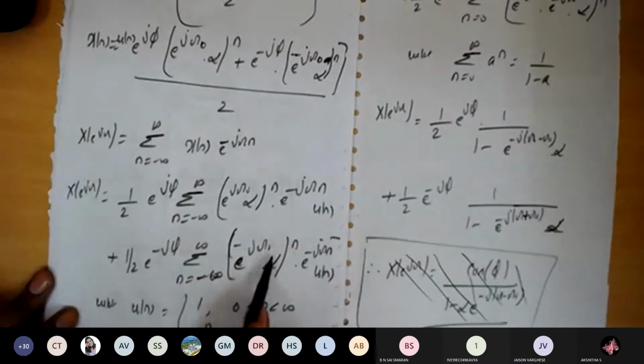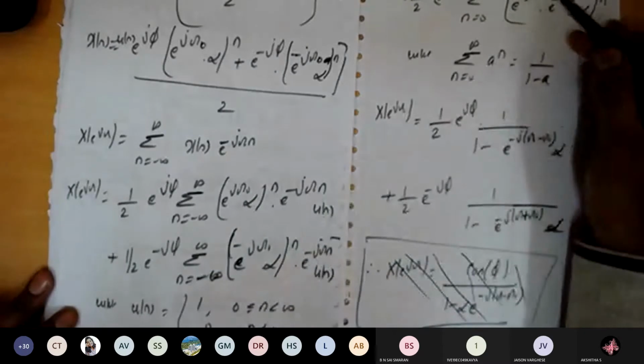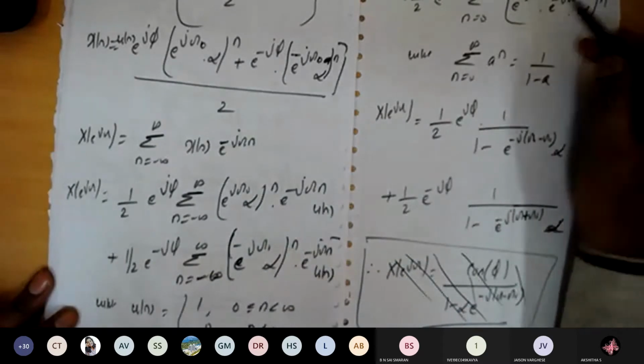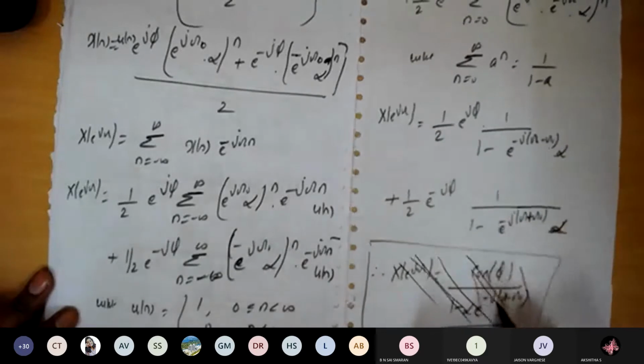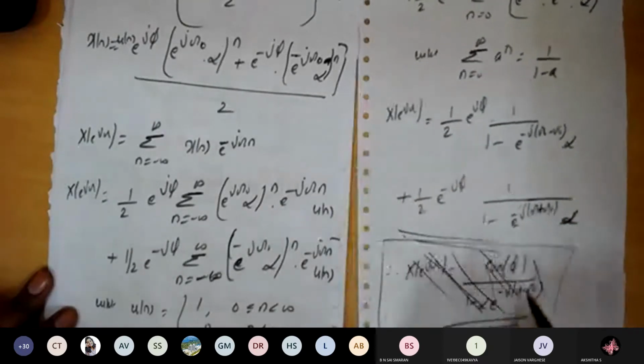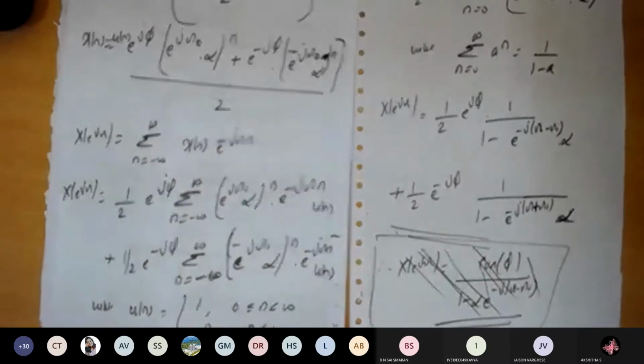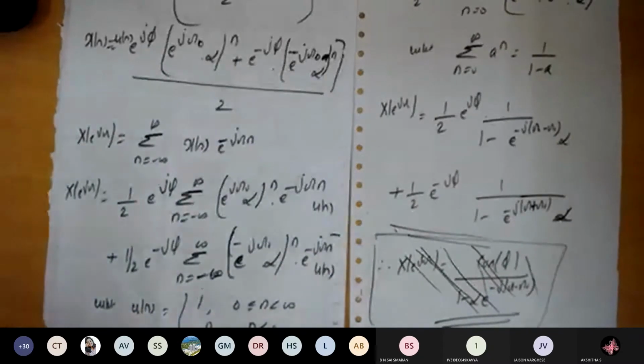So it is e to the power of minus j omega naught and e to the power of minus j omega n. So this will become e to the power of minus j omega naught, e to the power of minus j omega. So take minus j common, it will become omega plus omega naught. So this term will not come. So this is the final answer.